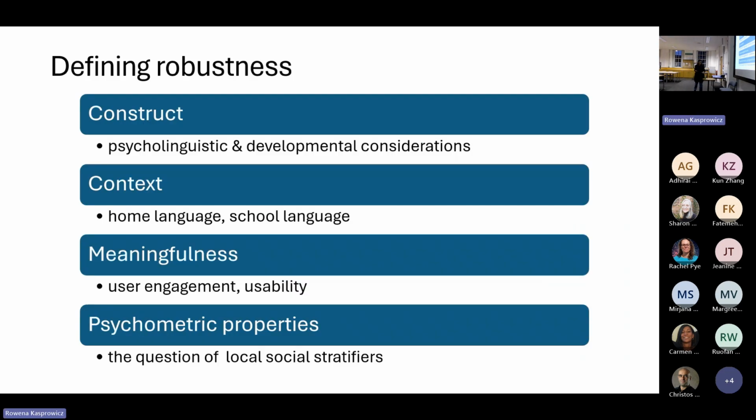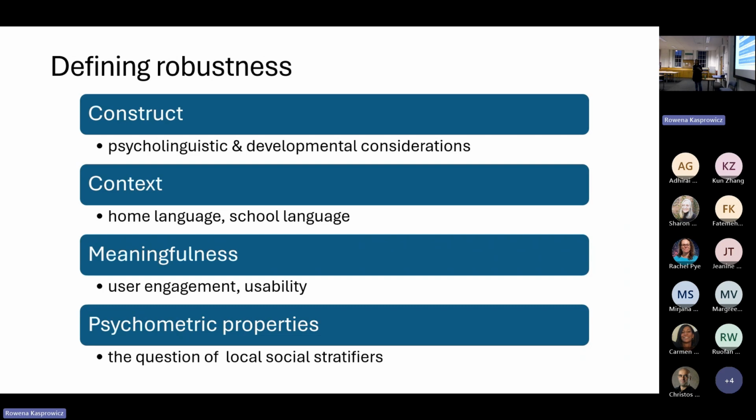So in trying to define robustness of tests, we thought we should focus on 4 separate parameters. One was about construct definition. The second about the context, because context definitely will define how we are going to see these tests performing. The third was meaningfulness. Is there any purpose to a test which doesn't then contribute to change in learning in the classroom? We had to address this very quickly and early in the project.